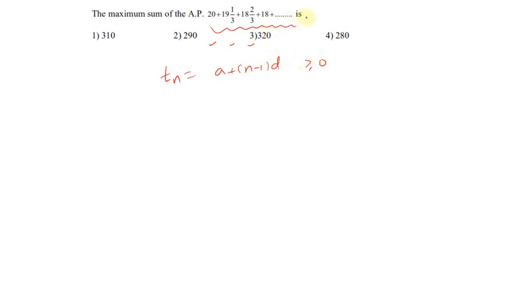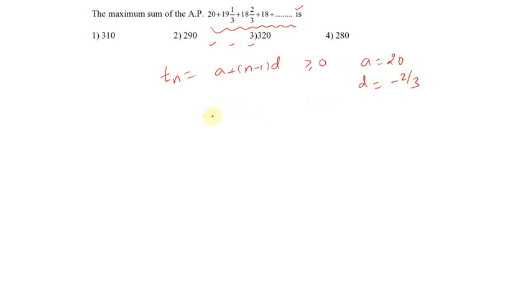If I take the last term negative, then the sum is not going to be the maximum value. From there onwards, it decreases some more. So to get the maximum, we should stop at the last term that is positive. Let me calculate the a value and d value from this series. Clearly a is equal to 20 and d is the common difference. How much are we getting? d is equal to minus 2 by 3.